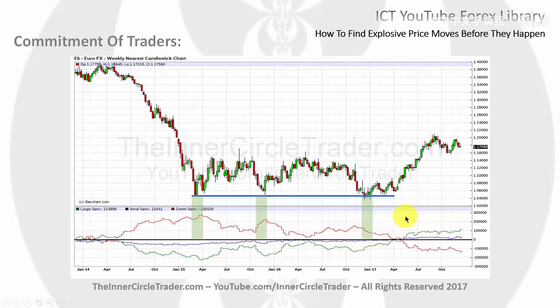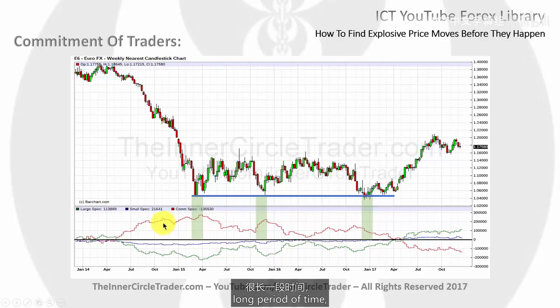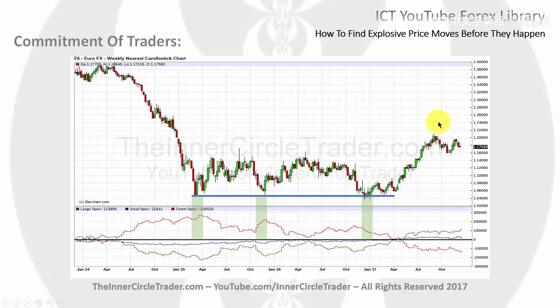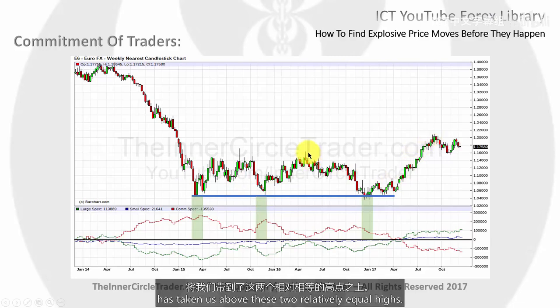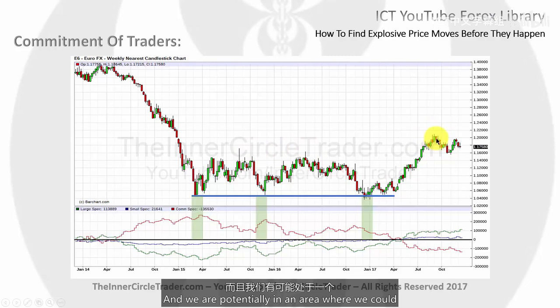Now, with this understanding, we know that they have been bullish all this time, a long period of time. For about 2 years, they were buying, building up large positions, and then we had a rally up. Notice that this reaction off here was below these two equal lows. Not surprisingly, this move up has taken us above these two relatively equal highs. And we are potentially in an area where we could come back down a little bit lower.